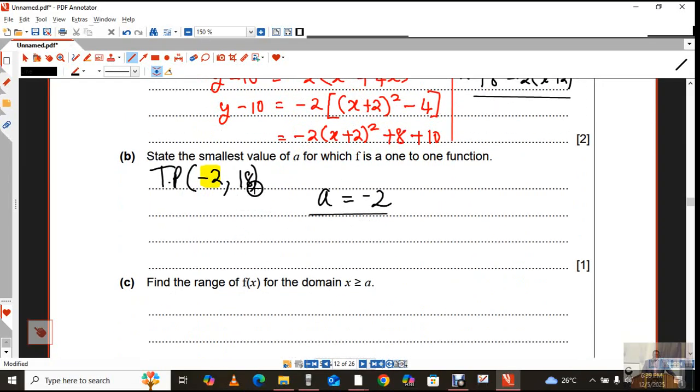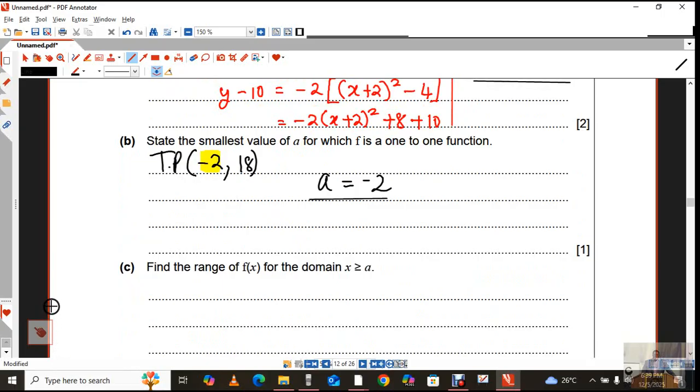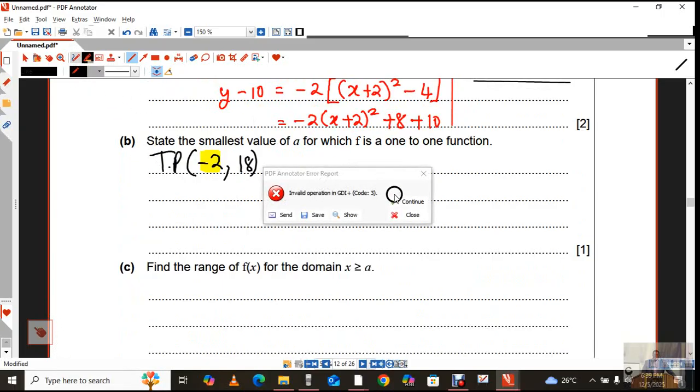The 18 plays a role. And this is what I want to explain with that 18. This function, here we go again.